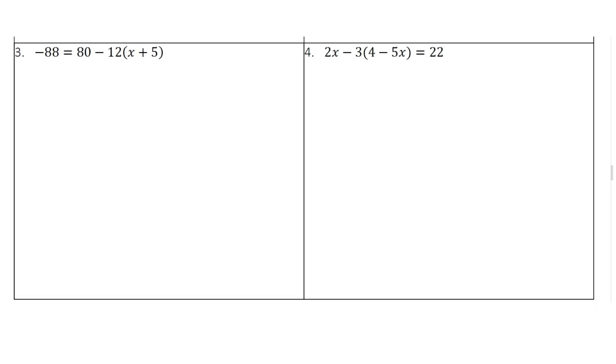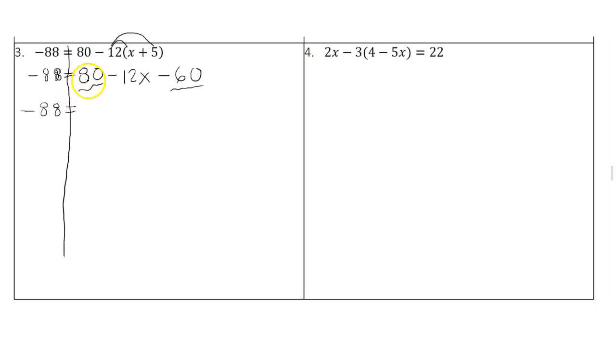In example 3, remember our steps. Start with distribution, then combine like terms, then add and subtract, then multiply and divide. First, copy down the parts of the equation that will not be distributed. Negative 88 equals 80. Now, multiply negative 12 times x for negative 12x, negative 12 times 5 for negative 60. Now we combine like terms. Once again, copy the parts of the problem down that will not be combined. Negative 88 equals, now combining like terms, 80 minus 60 is 20, then minus 12x.